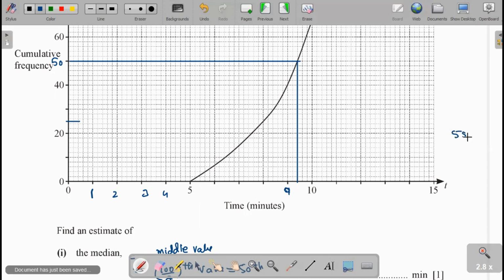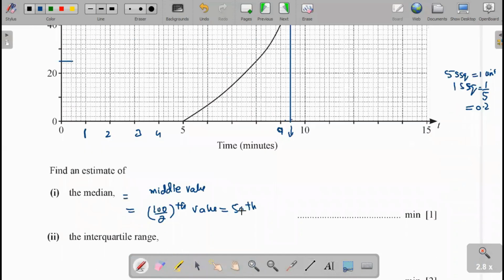5 small squares equal 1 unit. It means 1 small square value will be equal to 1 over 5, that's equal to 0.2. Therefore, that value will be equal to 9.2, 9.4, and the 9.4 time is the median time. 9.4 minutes is the median time.